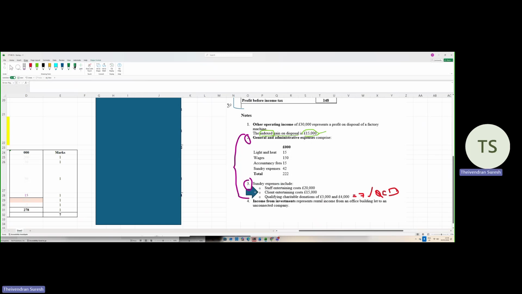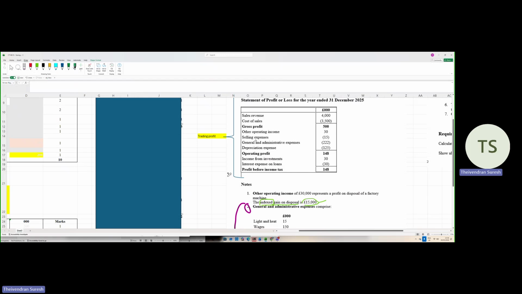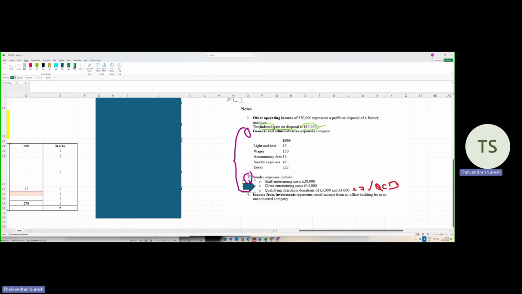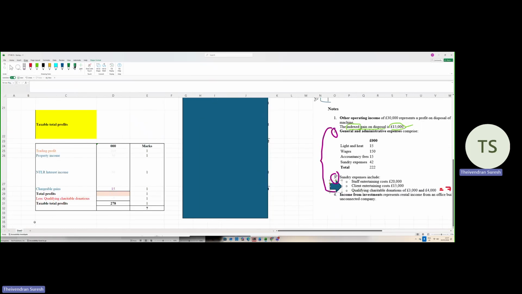So they're saying in this note 3, as part of the sundry expense we have here within the administrative expense, charitable donation also has been deducted. But it was wrong to be part of the trading expense because we show charitable donations separately. From your total profit, we deduct the charitable donations.